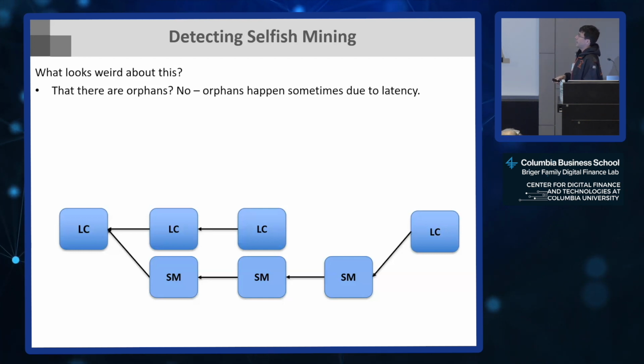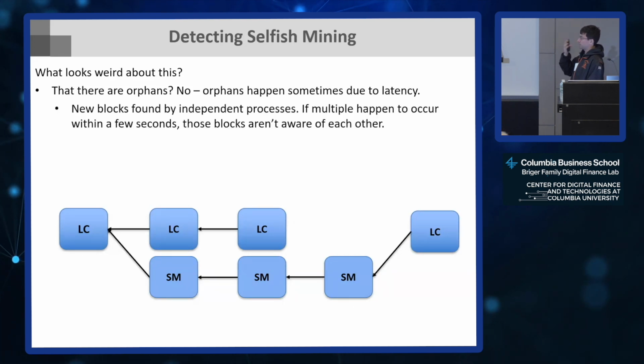blocks. And I would say that's not what's weird. This does happen sometimes due to latency. I did learn that this is very uncommon, at least a year ago in Bitcoin, but it does happen. You could not single out just because there's an orphan that somebody must be manipulating something. In particular, the blocks are found by this independent stochastic process. You basically have different Poisson clocks and they might tick near the same time. If they tick near the same time, then they won't know about each other and this will happen.